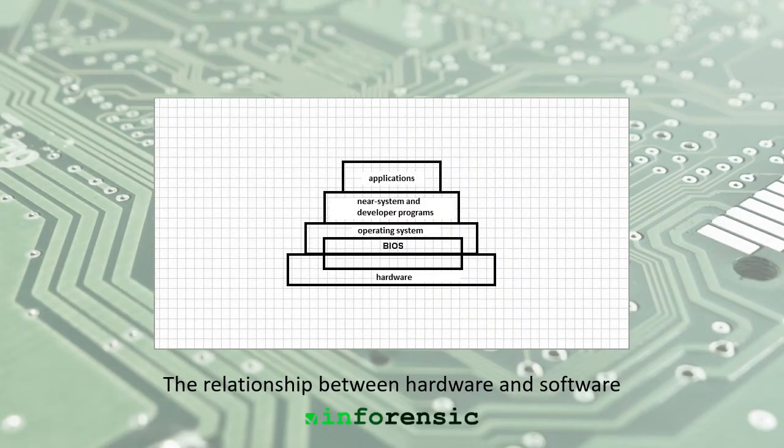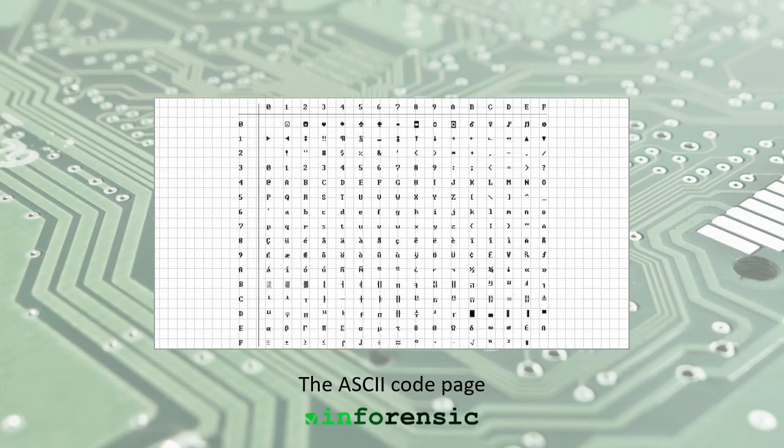The relationship between hardware and software. At the bottom is the hardware, above is the operating system, between the two is the BIOS, above the operating system are the near-system applications and development environments, and at the top are the user programs. The ASCII code page. The ASCII code page contains 256 characters.